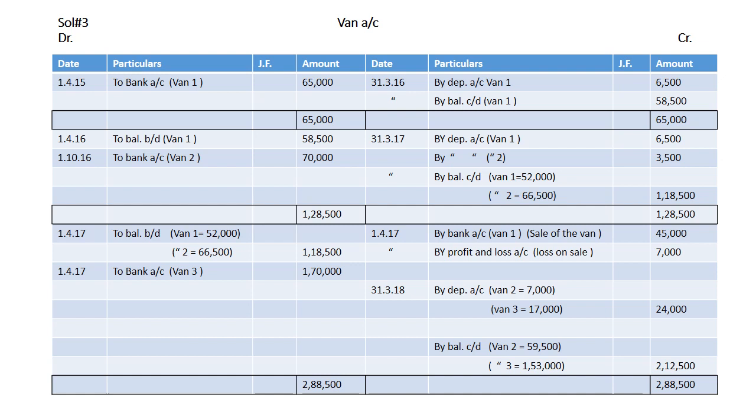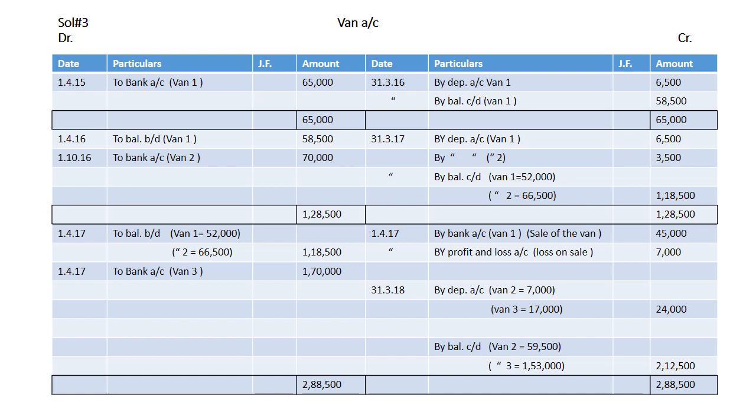For first, van account debit to bank account, when first van was purchased, that is 65,000. Depreciation for first van is 6,500. The balance amount is 58,500. The 58,500 will be transferred to next year.